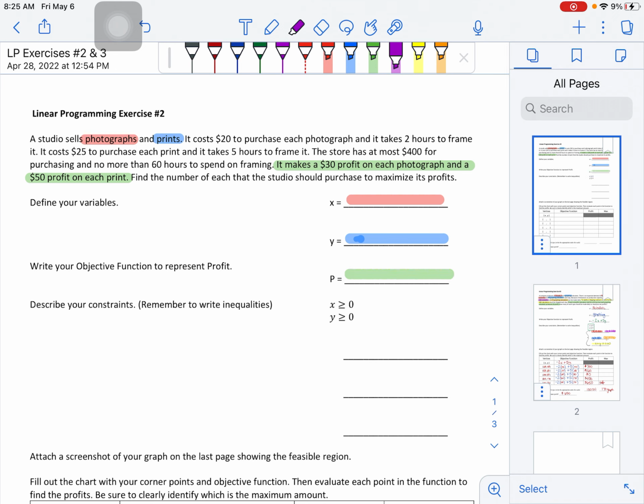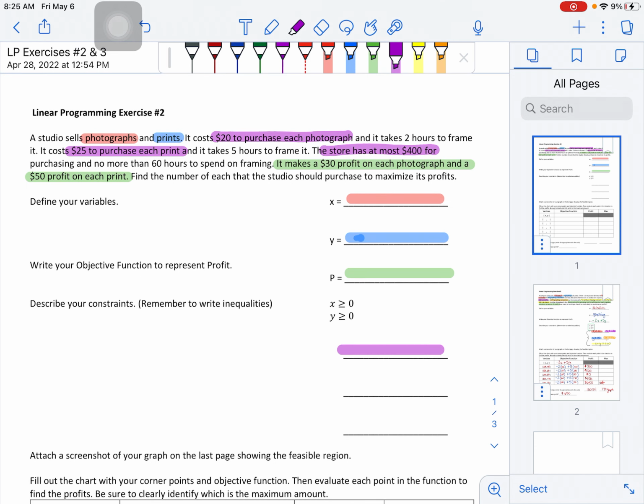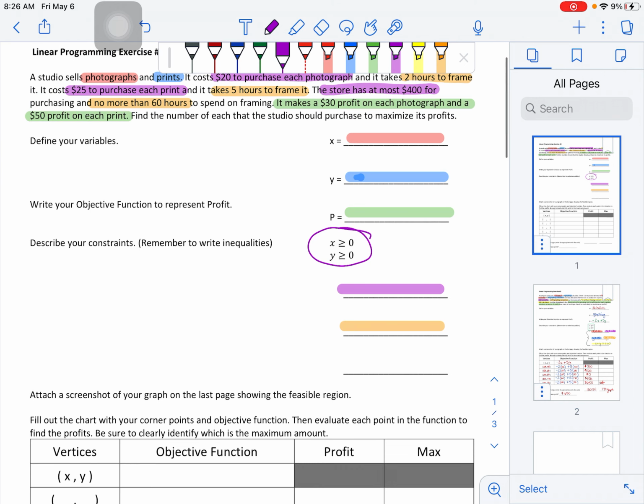Now we're going to take money and money and money. All of those go together for one inequality. And then you're going to take hours and hours and hours, and all of those go on another inequality. So you're only going to have 4 inequalities. Notice I'm still keeping my x is greater than or equal to 0 and my y is greater than or equal to 0. I think this should help you write them. You'll graph them, of course, and identify the corner points. Let me know if you have any questions.